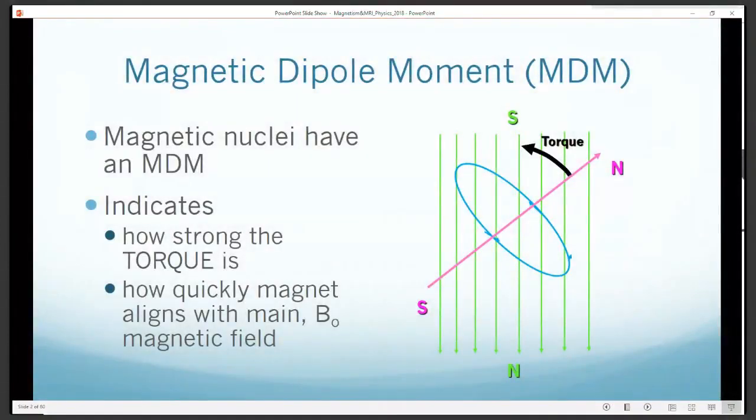And as I mentioned, the magnetic moment, or more specifically, the magnetic dipole moment, is the single easiest parameter used to characterize the magnetic field. It indicates how strong the torque is that the magnetic field and the current loop experience and how quickly they'll align.